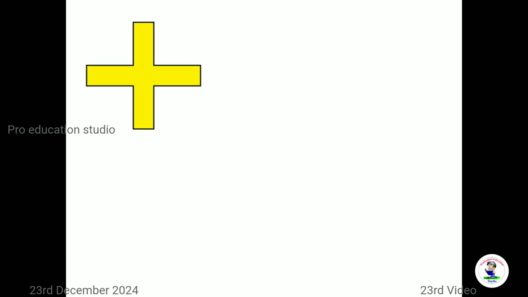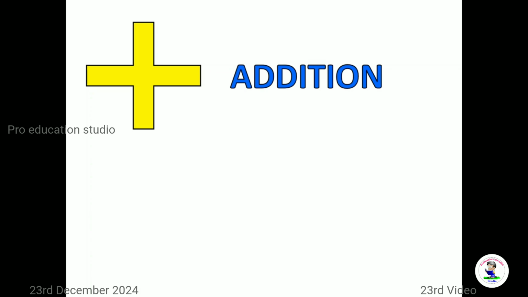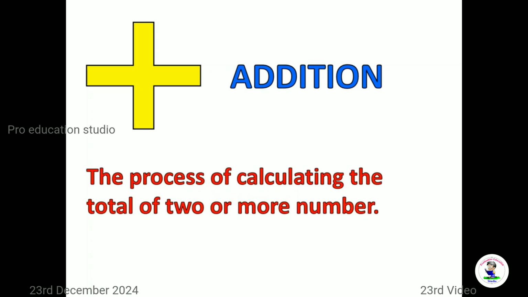Next one is the definition of plus. What is the definition of plus? Let's see it. Addition is the process of calculating the total of two or more numbers. If we calculate two or three numbers, we get the total answer. For example, 3 plus 2 is equal to 5. Now we total it, and the final answer we get is 5.